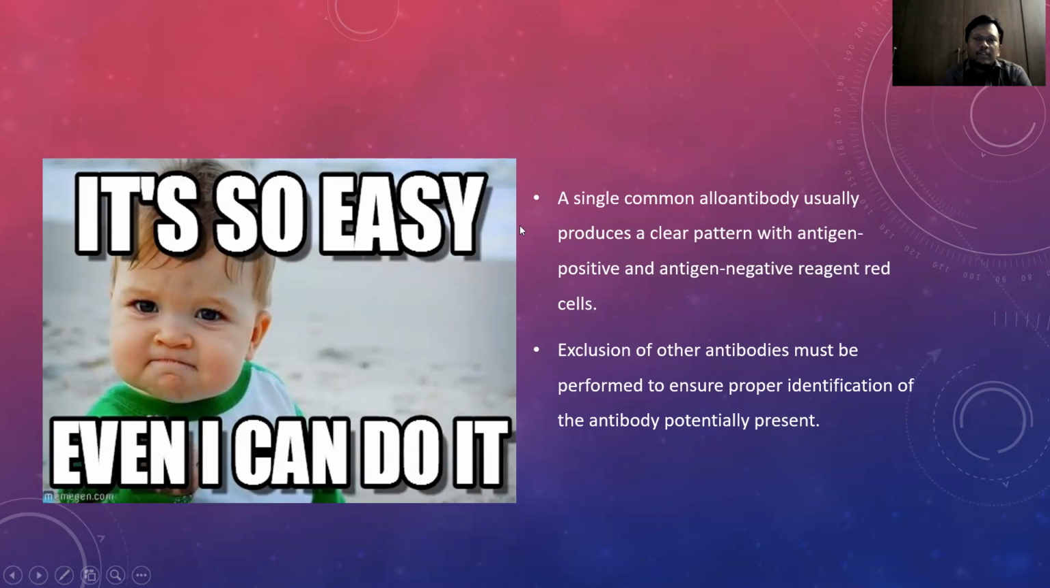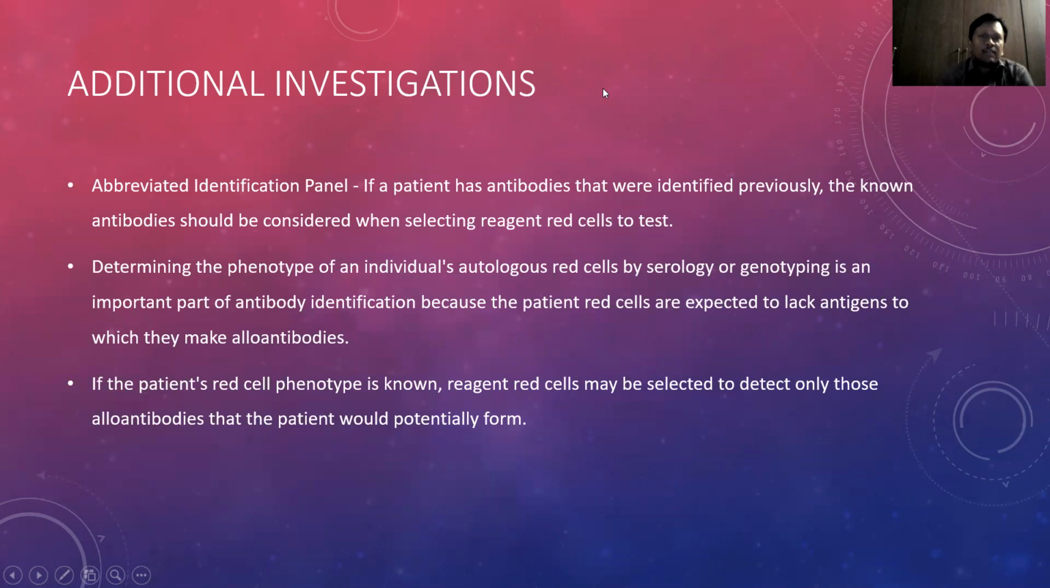Antibody identification becomes very simple whenever it is a single common alloantibody, because a single common alloantibody usually produces a very clear pattern with antigen positive and antigen negative reagent red cells. Exclusion of other antibodies must be performed to ensure proper identification of the antibody potentially present. We can also do additional investigations, mainly the abbreviated identification panel. If the patient has antibodies that were previously identified, the known antibodies should be considered when selecting reagent red cells so that they do not cross-react, since the antibody has already been identified.